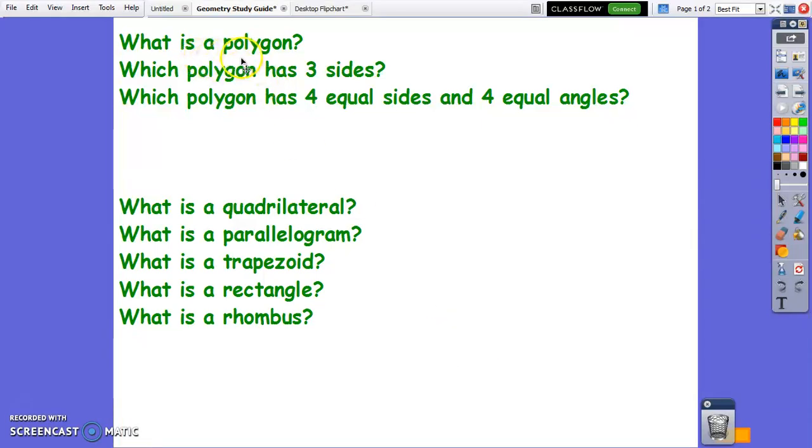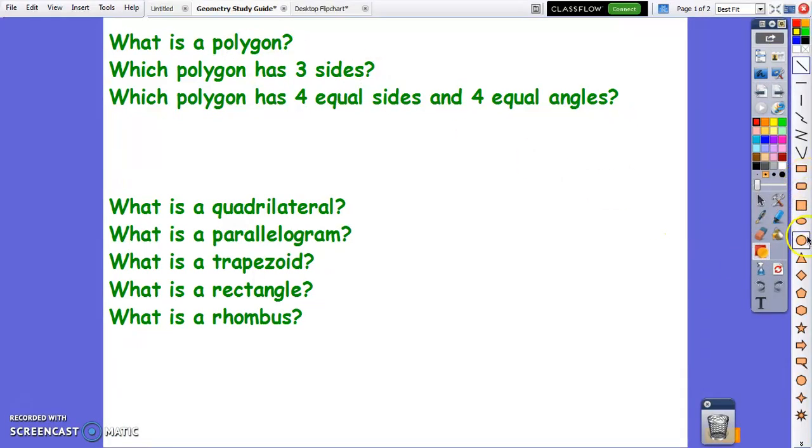First, we'll start with these three questions here. What is a polygon? And we know a polygon is any closed shape with straight sides. So if I go over to my shapes here and you go up and down, you can see that most of these are closed shapes with straight sides. So I'm just going to pull up a few: a rectangle, a square, and a triangle.